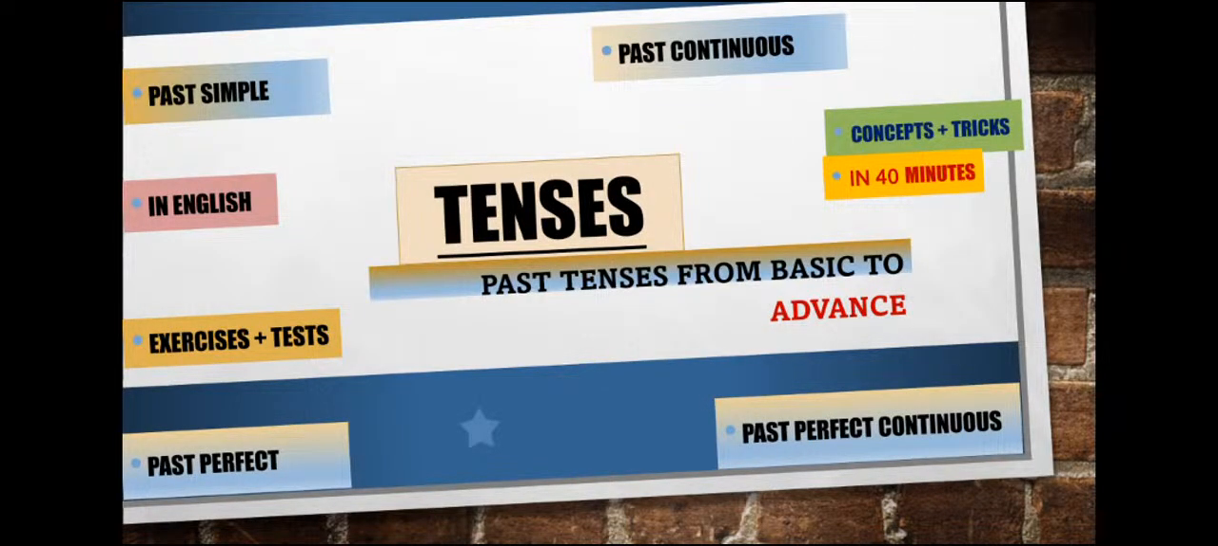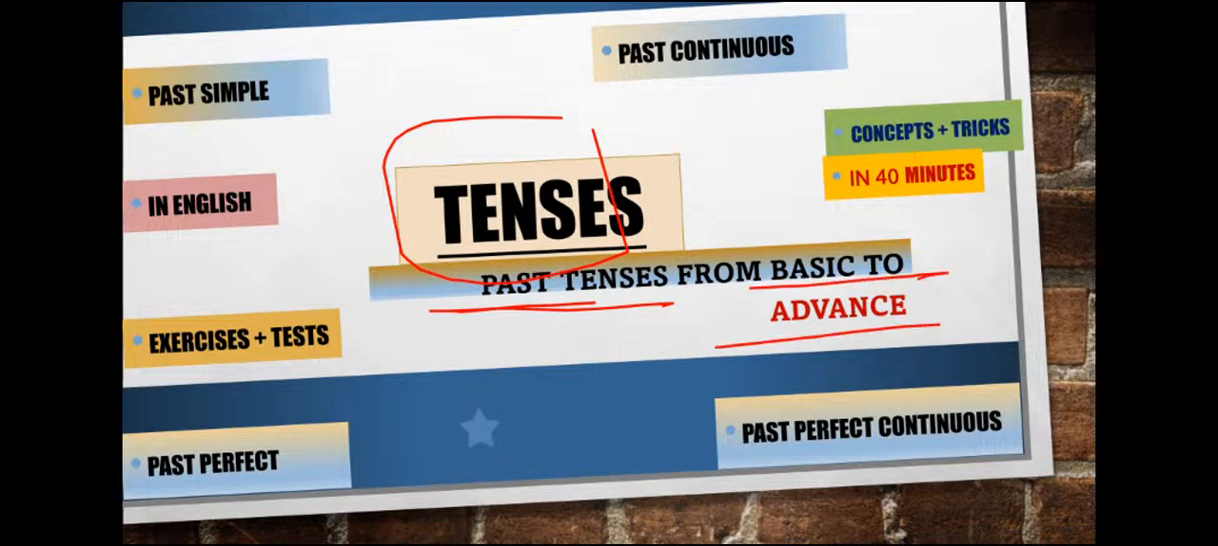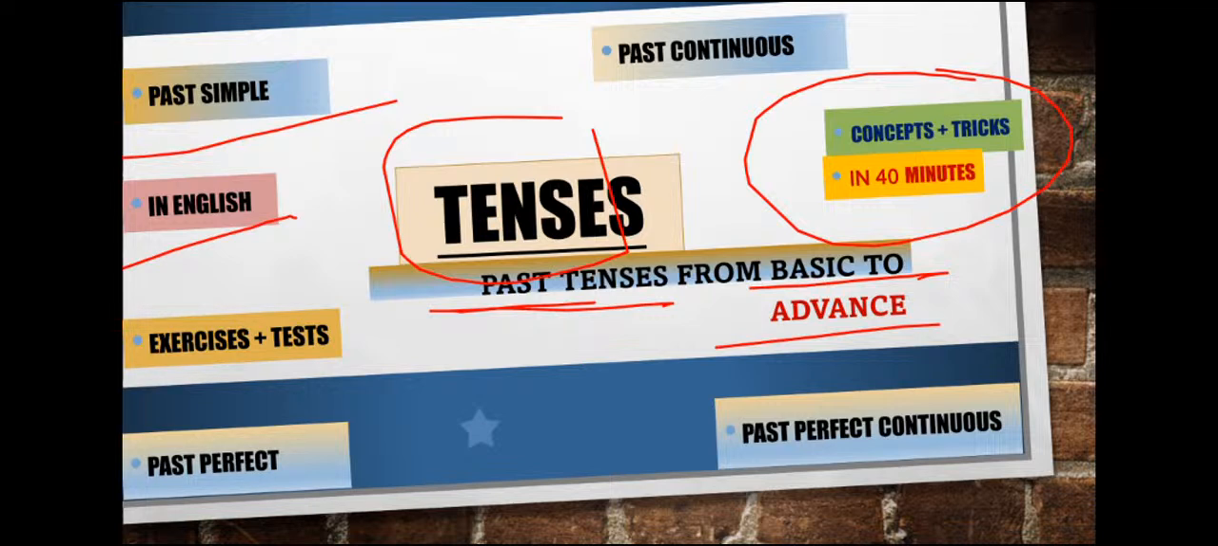The first thing is we're going to have tenses that we had just last time. We also had the same thing. Here we'll be covering all of the parts of speech in past tenses, from basic to advanced. We'll be covering all of the concepts and tricks, and in 40 minutes, the past simple, past continuous, past perfect, and past perfect continuous with exercises and tests. Our main goal is to understand and keep all these things in mind in just 40 minutes. We don't have to take more time.